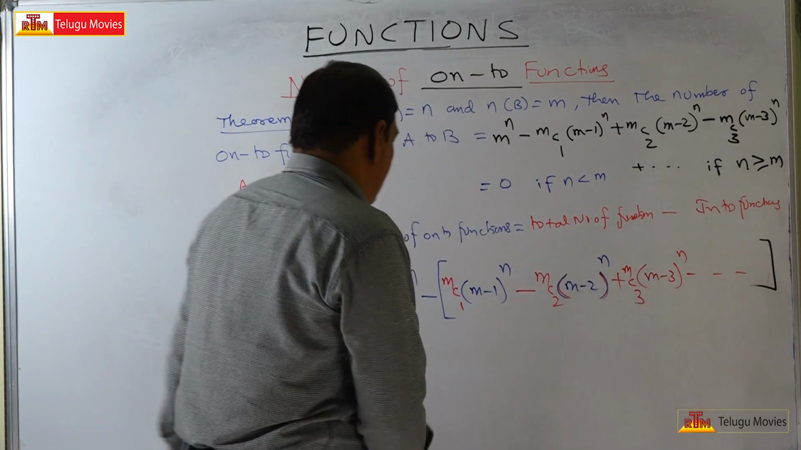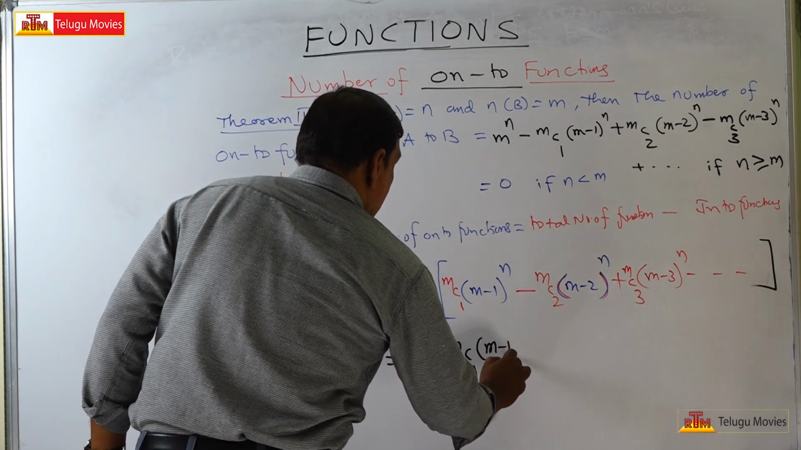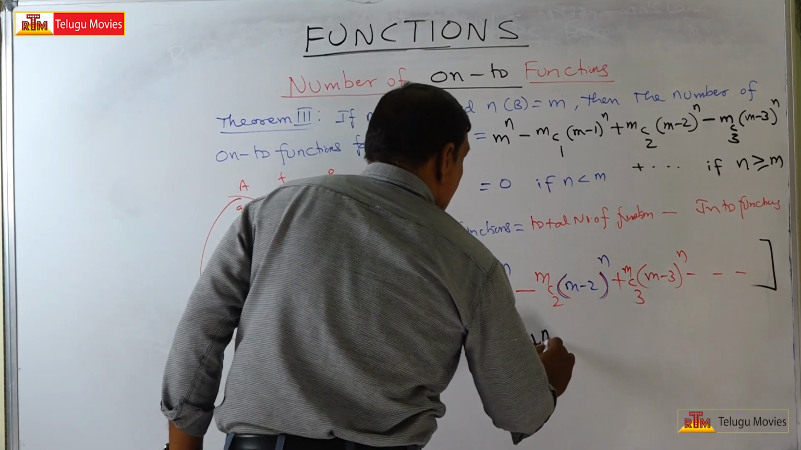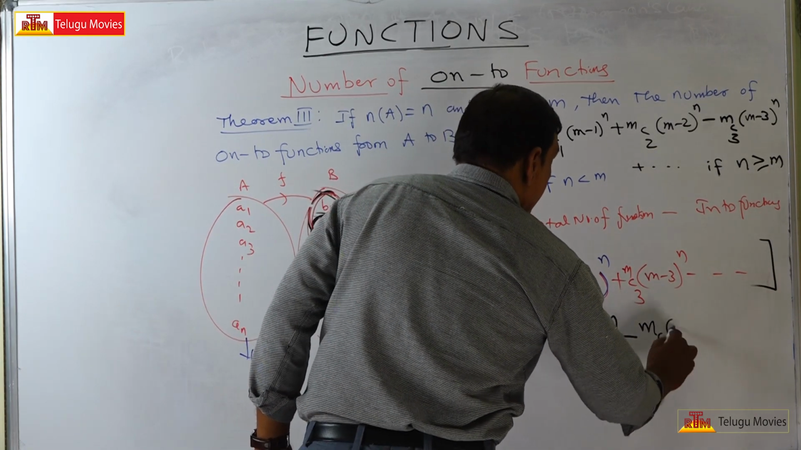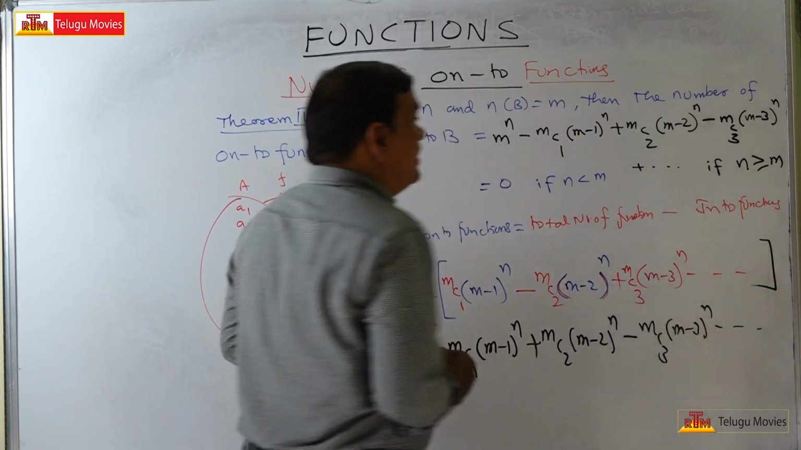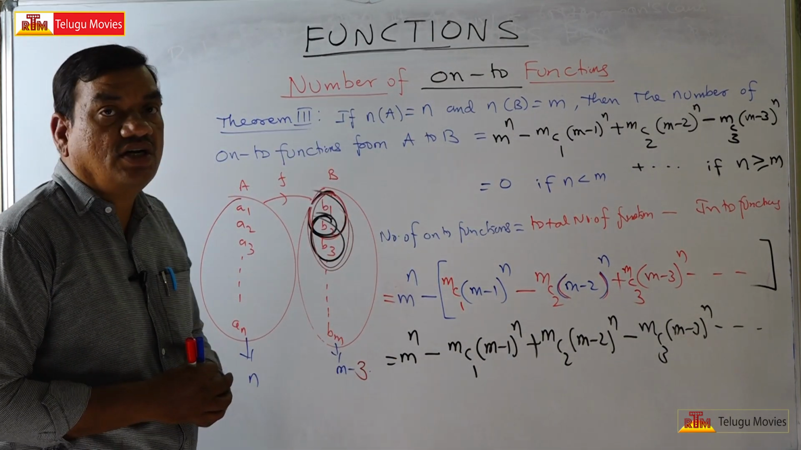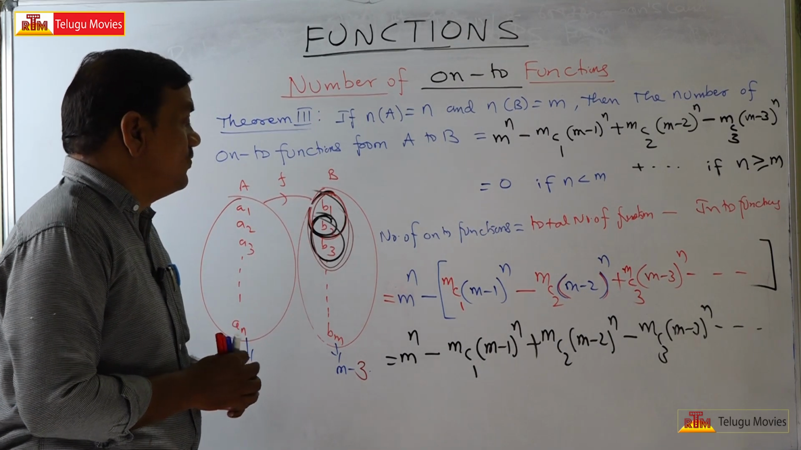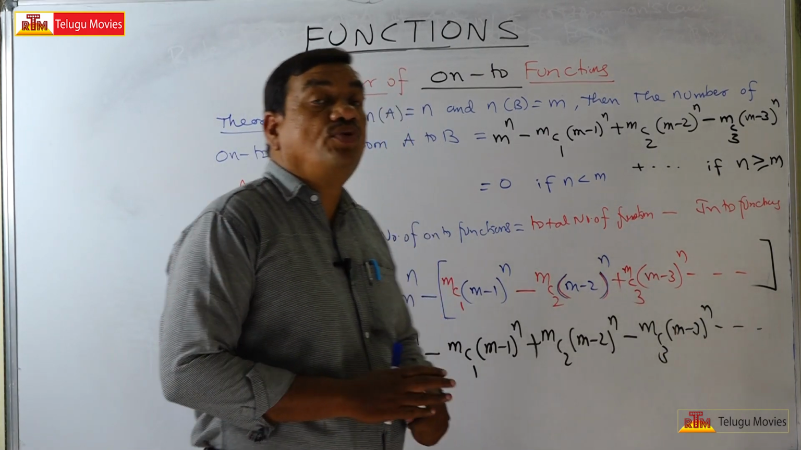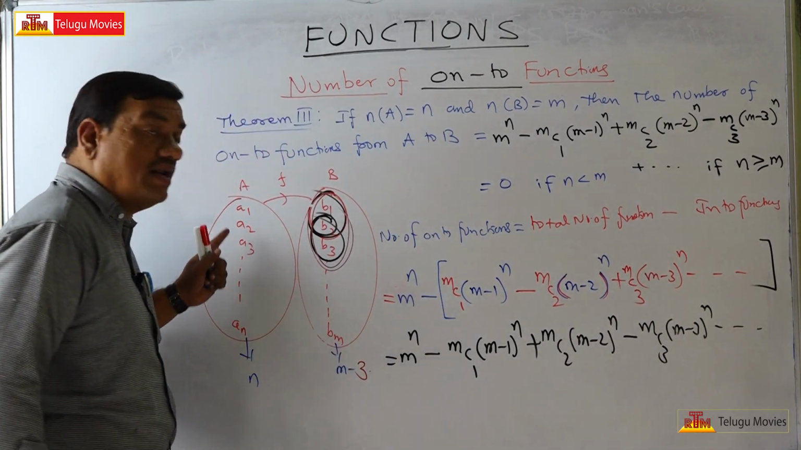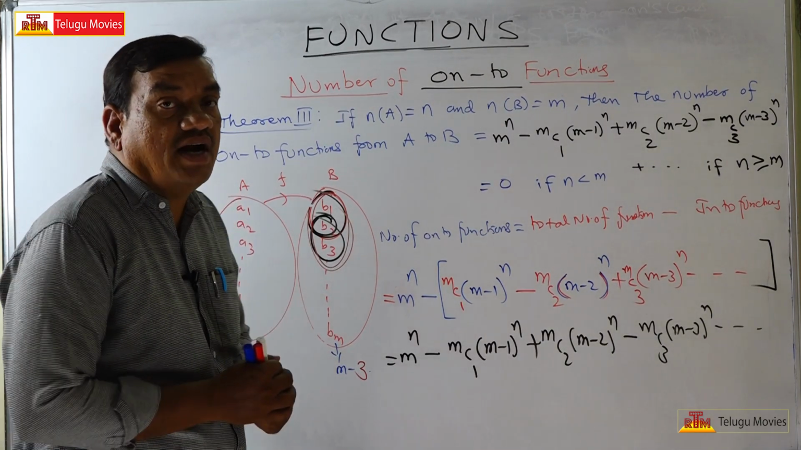This is plus, right? So your formula is m power n minus mC1 times m minus 1 whole power n plus mC2 times m minus 2 whole power n minus mC3 times m minus 3 whole power n, and so on. Understand this? So this is the formula we are getting, the formula for finding the number of onto functions. Sir, up to where you are writing so on? That depends upon the number of elements in A and B. We will do some problems regarding this.